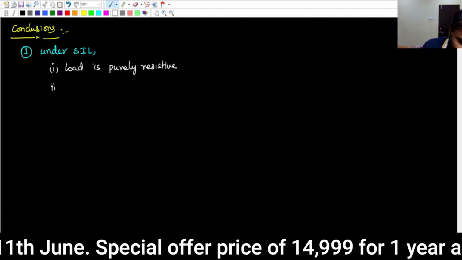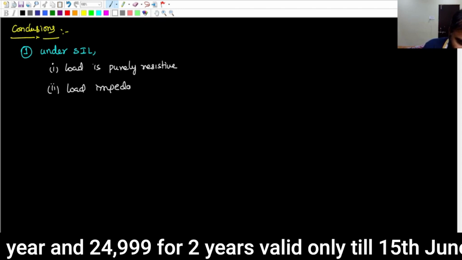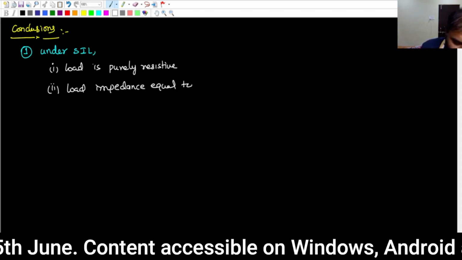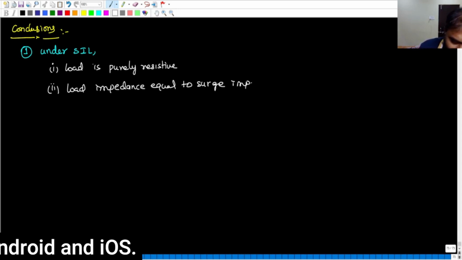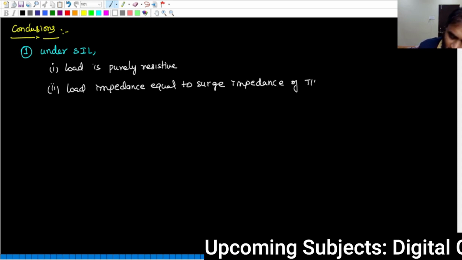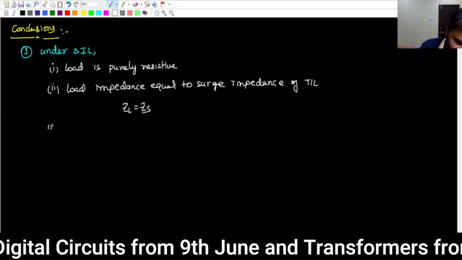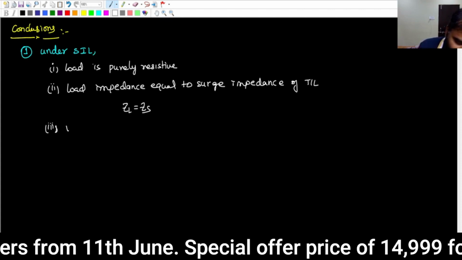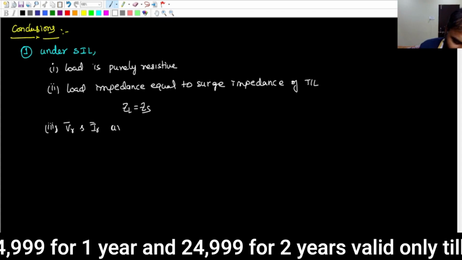Number 2. Load impedance is equal to surge impedance. Load impedance equal to what? Surge impedance of the transmission line. So what can I write now? ZL equal to what? ZS. That's the meaning. Next. VR and IR are in phase.